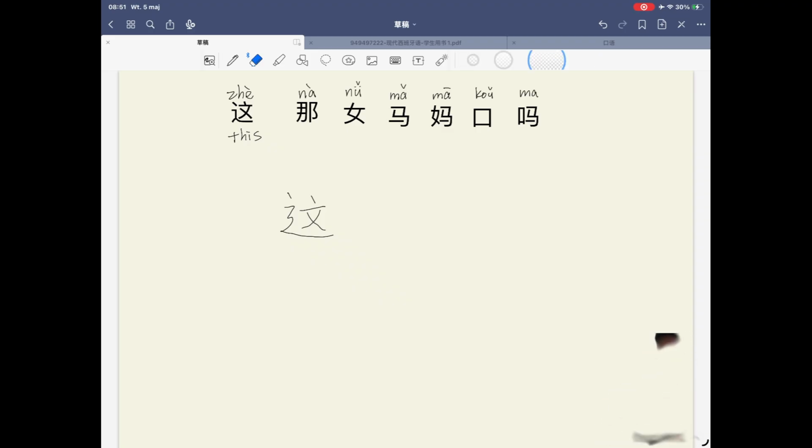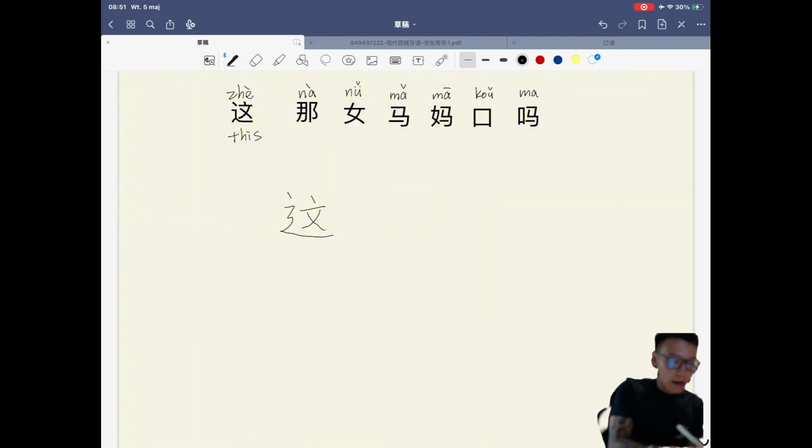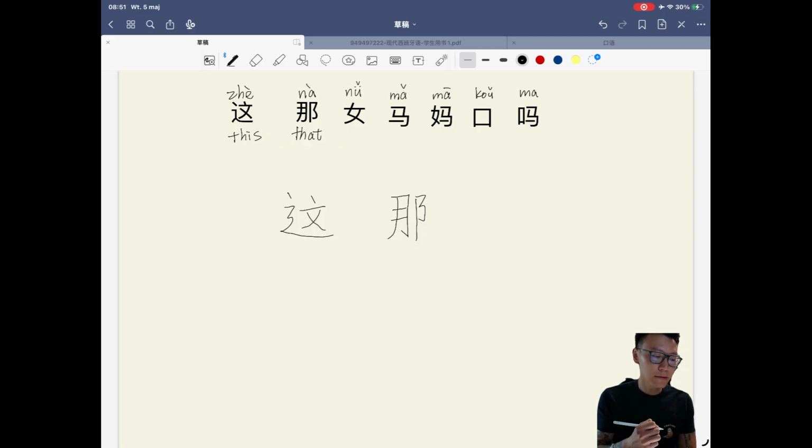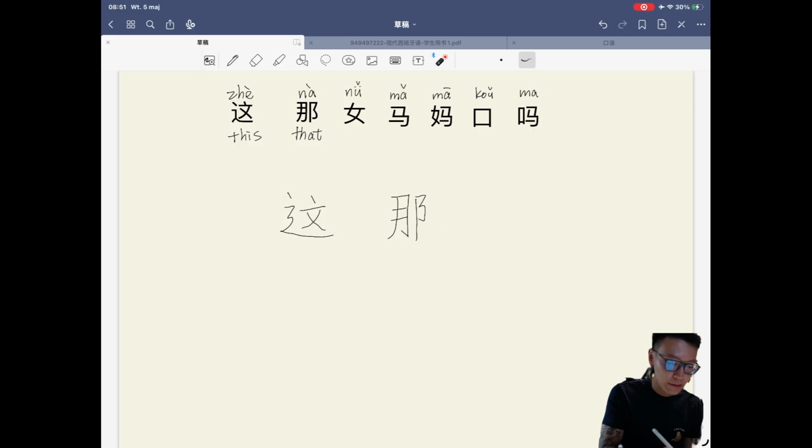Now let's move on to na. Na means that. Okay? That. So let's write it together. 1, 2, 3, 4, 5, 6. Okay? Alright. So this character also has a similar part like 3 here.